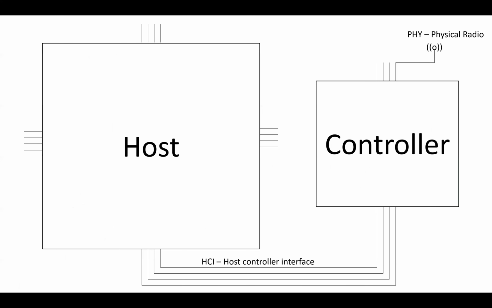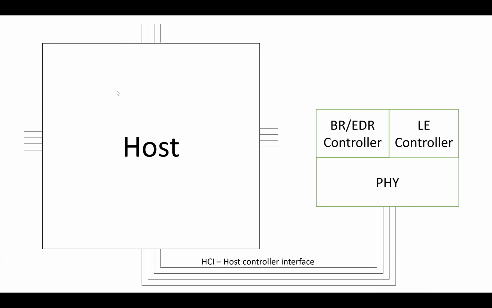This is an overall look at a Bluetooth device. Picture this as one big Bluetooth device, like a phone or a headset. They usually have two chips. I mean, there are many chips, but the two that we care about are the host and the controller.